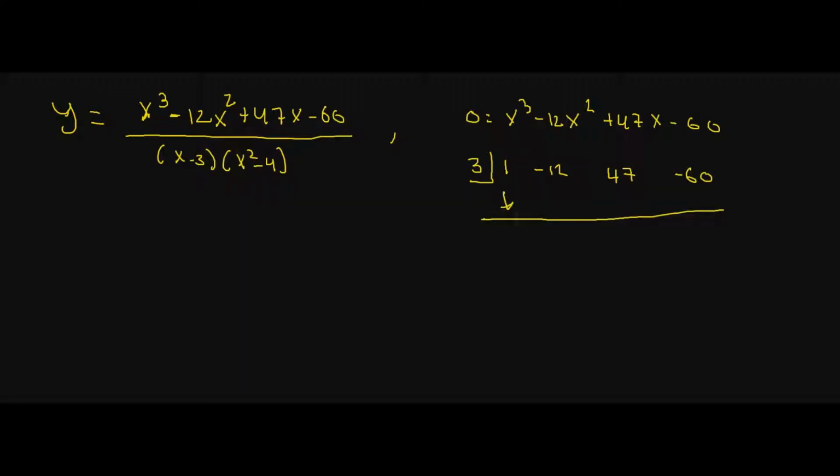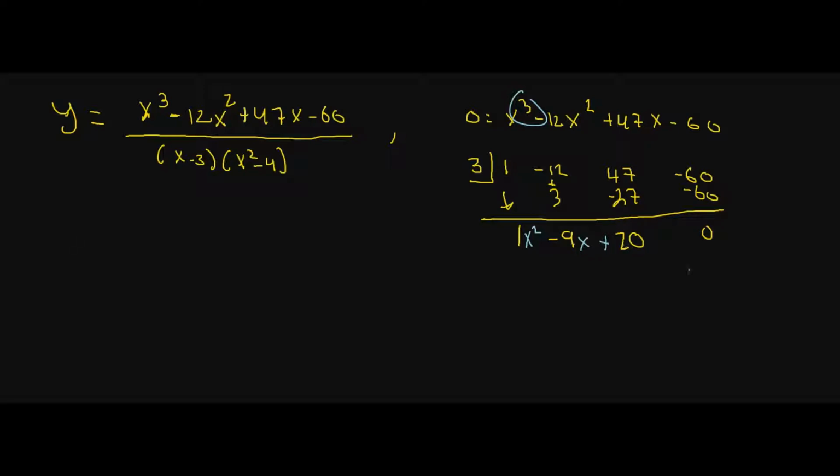Okay, well, we bring the 1 down. 3 times 1 is 3. We add them and get negative 9. Then we get negative 27. Add these and we're going to get 20. And 3 times that is 60, so we get 0. So now we can rewrite it as 1x squared minus 9x plus 20, because the original is x to the third, this is going to be 1 less.